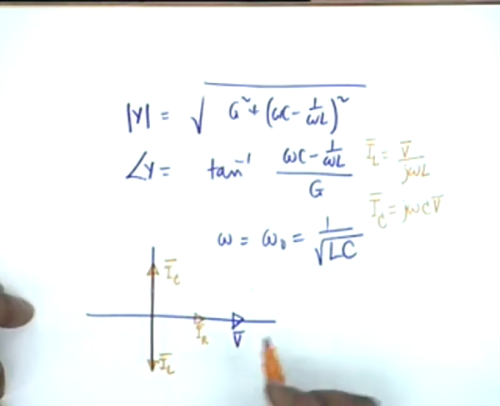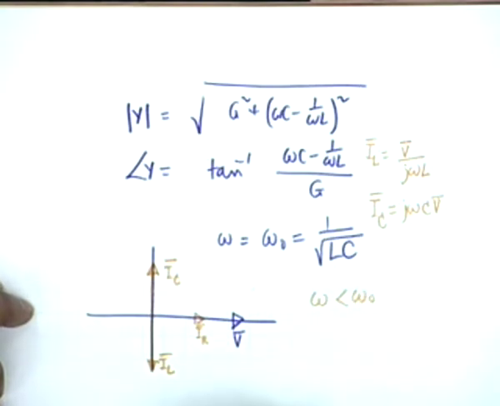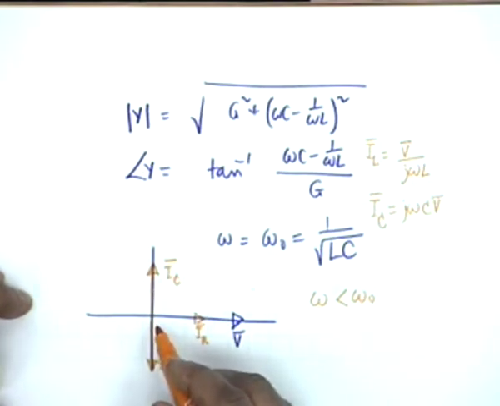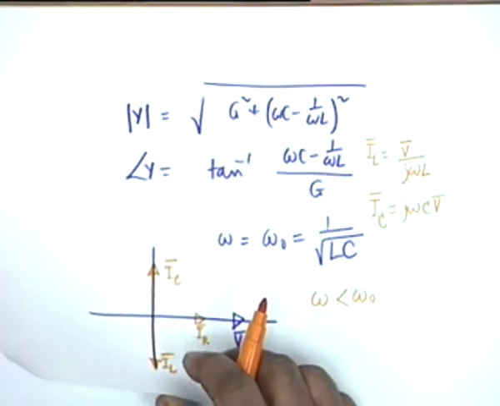Can you tell me now what will happen if omega is less than omega 0? If omega is less than omega 0, then which current shall be higher? I sub L, and therefore the total current shall be lagging the voltage. Similarly, if omega is greater than omega 0, then the total current shall lead the voltage. Okay.